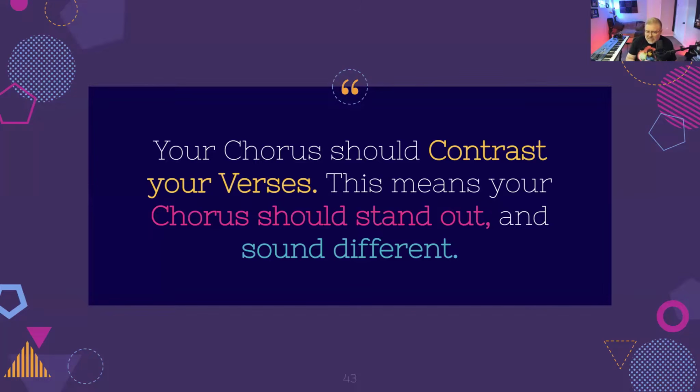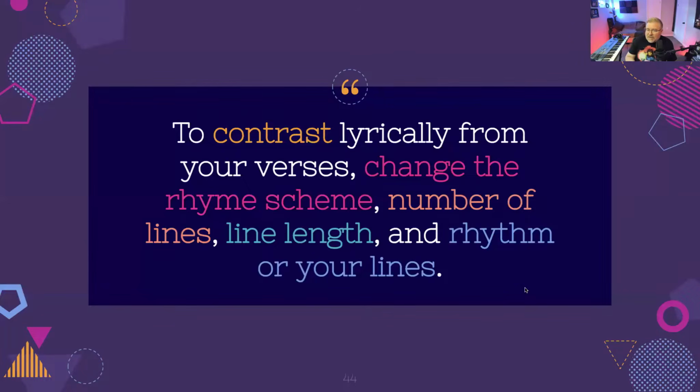And if you're staying in the same key, using the same instrument, using all those things, your song will still sound like it fits together, even if you are contrasting. But to contrast lyrically, when you are writing, try to have your chorus contrast in the rhyme scheme. So have your chorus have a different rhyme scheme than your verse, a different number of lines than your verse, different line lengths, and then also a different rhythm of the lines.